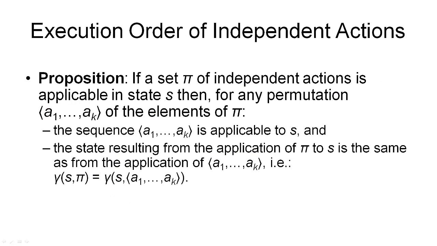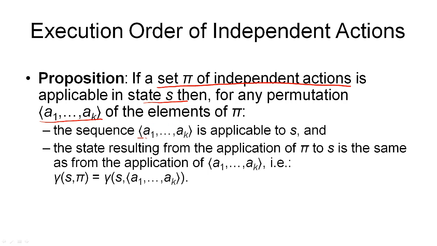Going back to what I said earlier, what we will be looking for is sets of independent actions in action layers in our planning graph. And when we want to turn this into a sequential plan, we need to be sure that we can do that. And this is what this proposition gives us. If we are given a set pi of independent actions that are applicable in a state S, then we can take any permutation of those actions, A1 through AK, so those are the actions in pi, and this is a permutation, any sequential order of those actions, and the following will be true.